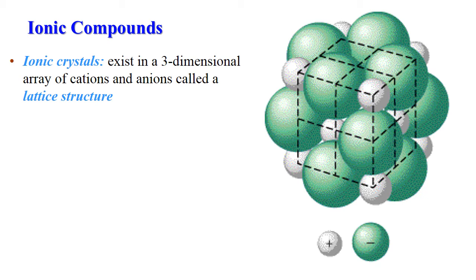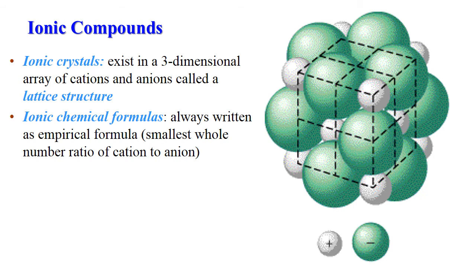With ionic compounds, you seldom see molecules. Ionic crystal exists in a three-dimensional array of cations and anions called lattice structure. We were just looking at lattices of elements for metals. When we write formulas of ionic compounds, we always write an empirical formula, the smallest whole number ratio of cation to anion.